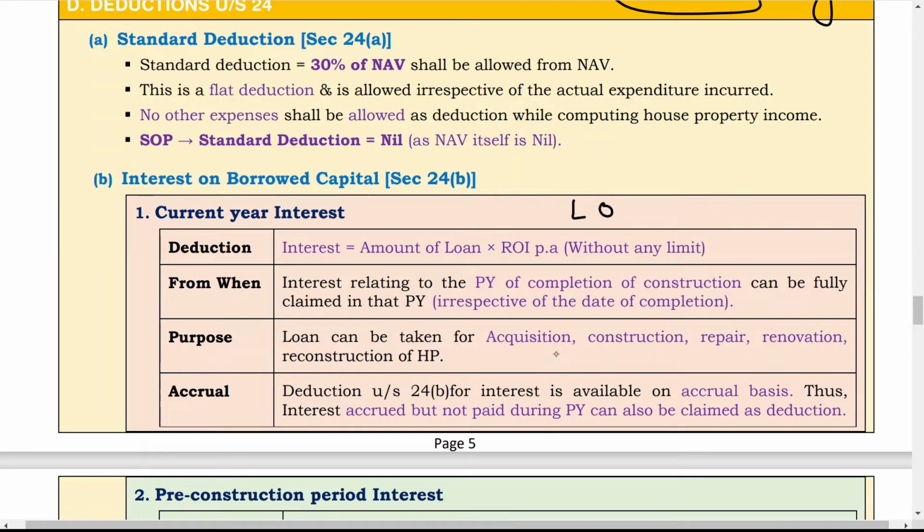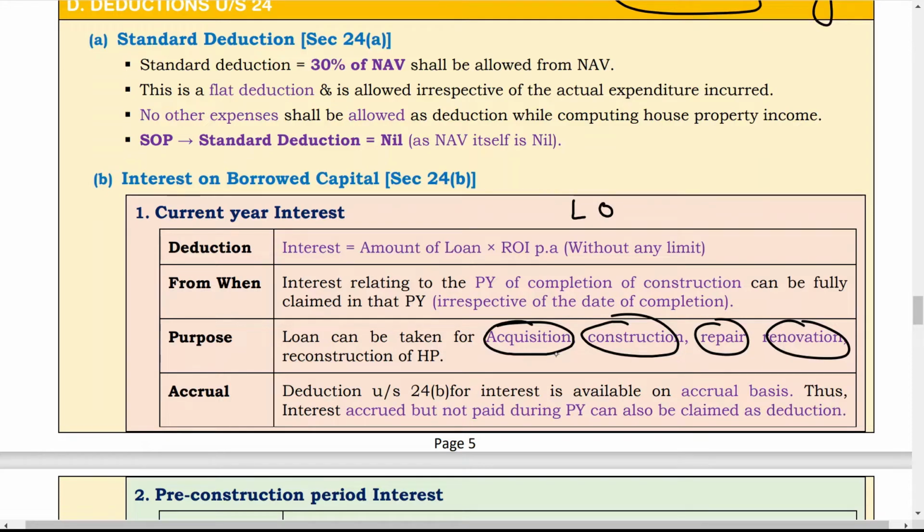The purpose: a loan can be taken for acquisition, construction, repairs, renovation, or reconstruction of house property. So the loan should be taken only for this purpose. And accrual: deduction under section 24B for interest is available on an accrual basis. Thus, interest accrued but not paid during the previous year can also be claimed as a deduction.